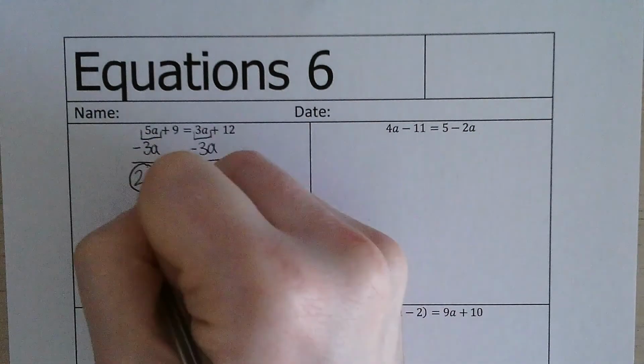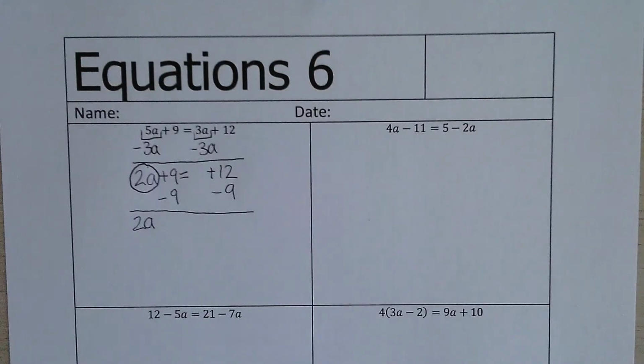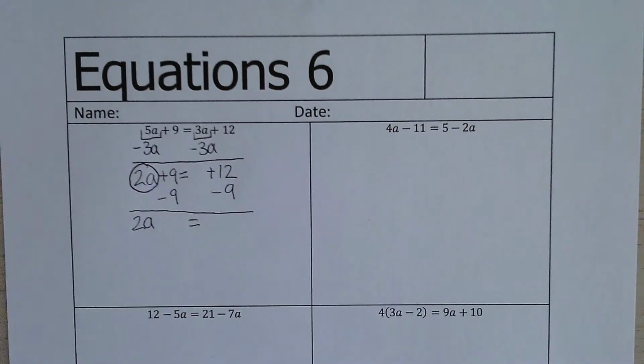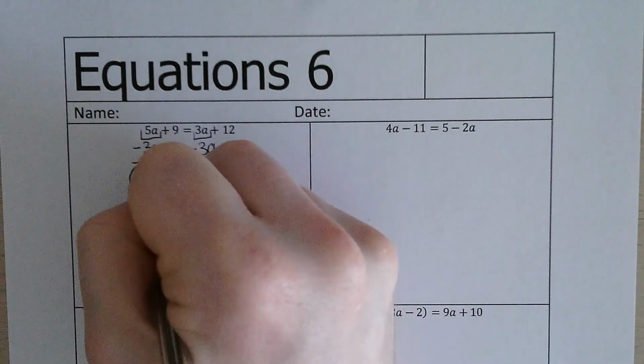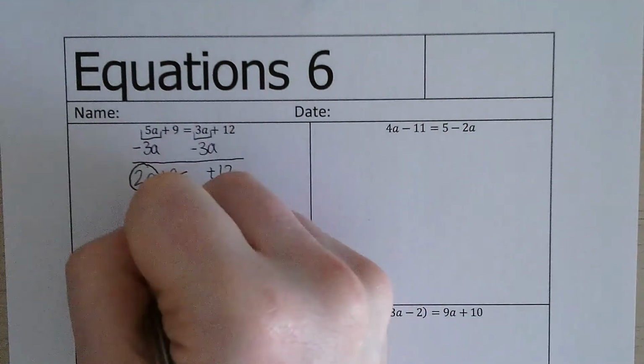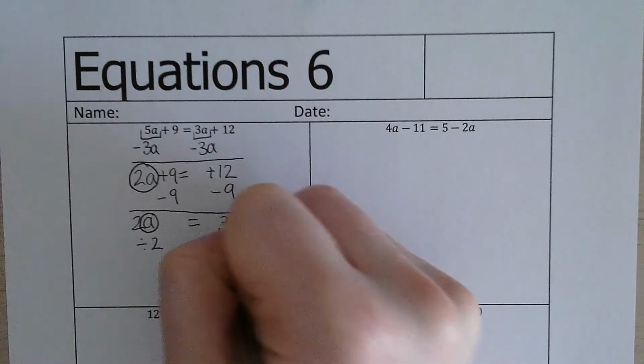2a will drop down. 9 take away 9 is nothing. The equal sign drops down. And 12 take away 9 is 3. Now we need to isolate the variable, which means I need to get a just by itself. So the opposite of multiplying by 2 is dividing by 2.